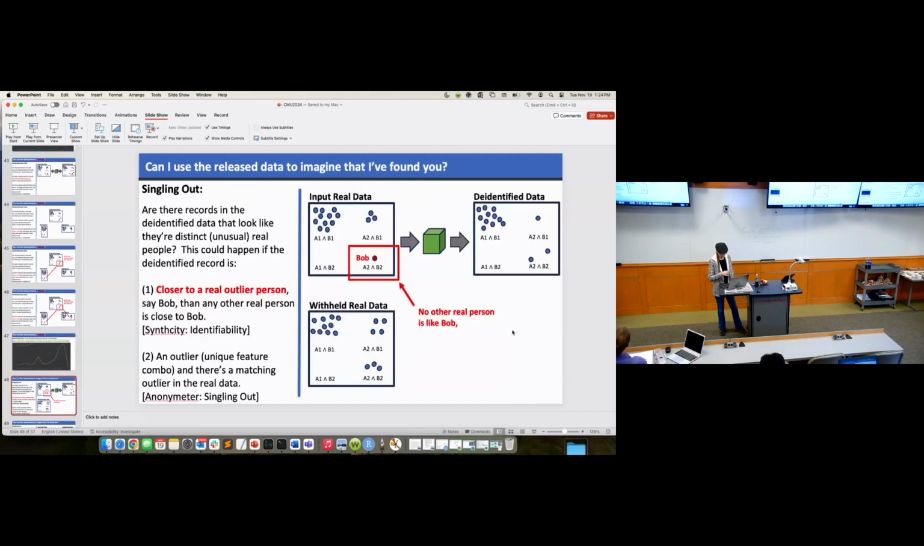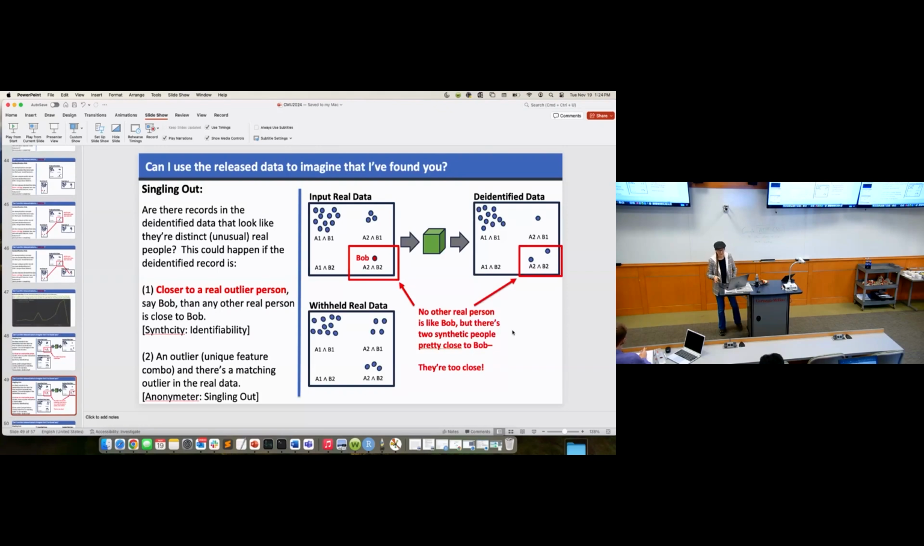Okay, last one, singling out. So this is more the European definition. This is looking at the de-identified data. Do I feel like I found you? Is there somebody weird in the data set, in the de-identified data set, sort of an outlier? And for some reason, I feel that there's real substance to that outlier. That might be you. The fun thing is, there's two ways you could do this, right?